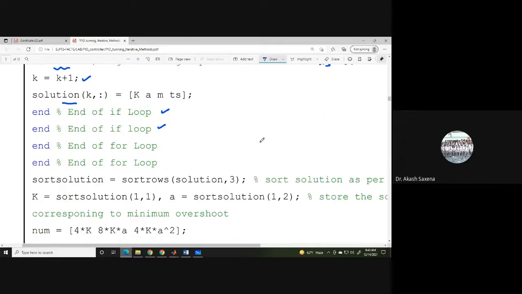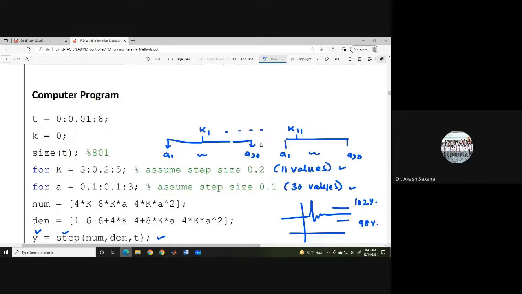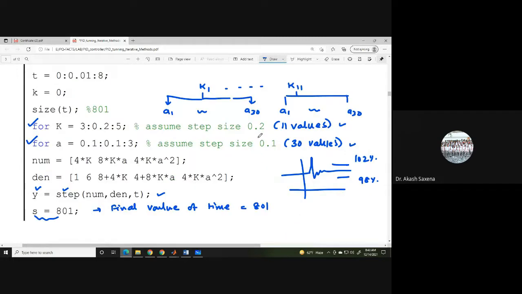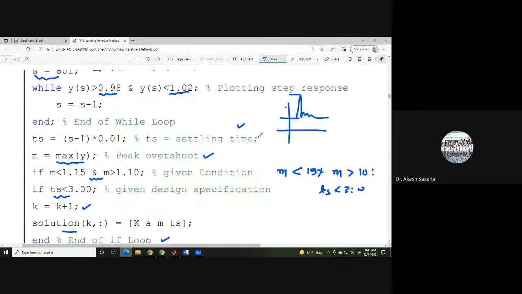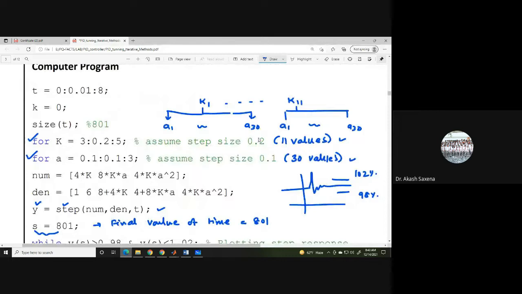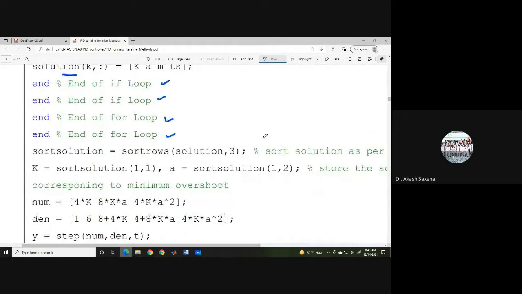Now, the end of the for loop, the end of the for loop. Over here I have started the for loop, and this is the other for loop over here. So this for loop will be ending last. So this is the first for loop. This is the first one. This is the second one. Now you see over here, this is the second loop, and this is the first loop.